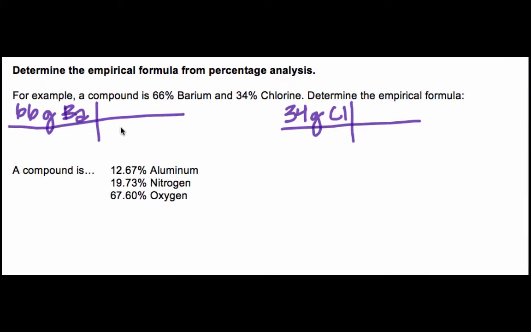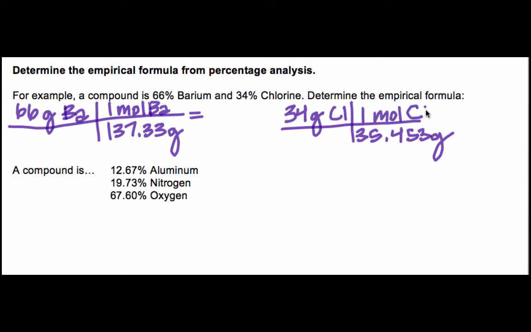Barium's molar mass is 137.33 grams. It's best not to round your molar masses when doing empirical formula problems because we want the most accurate answer possible. And chlorine's about 35.453 grams. So we want grams to cancel out. We want to end up in moles. We're going to put 1 mole of barium on the top here and 1 mole of chlorine. Take a second and pause the video so that you can complete your calculations.